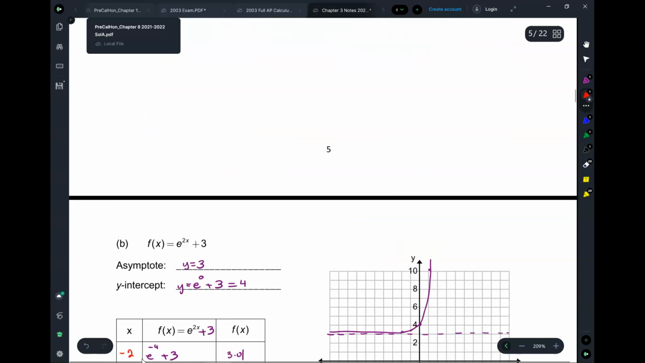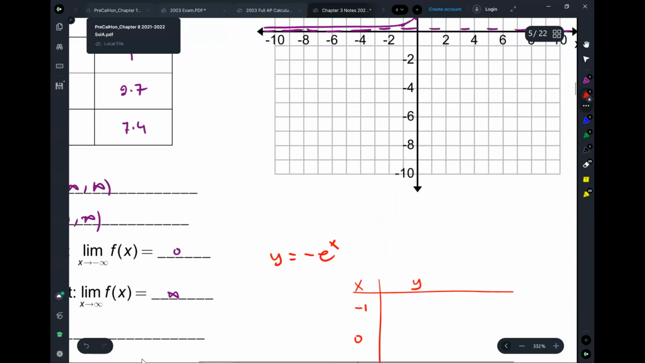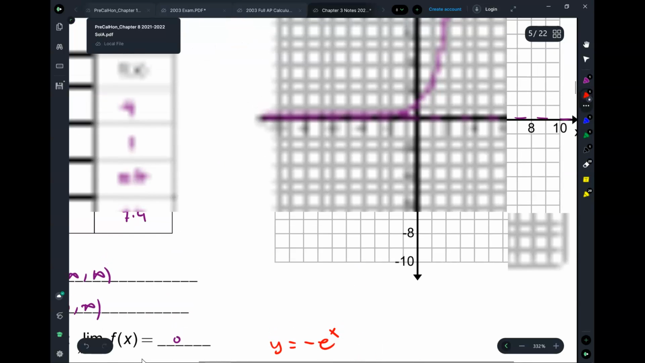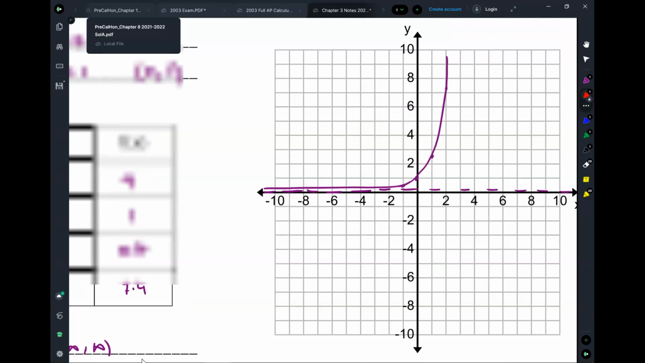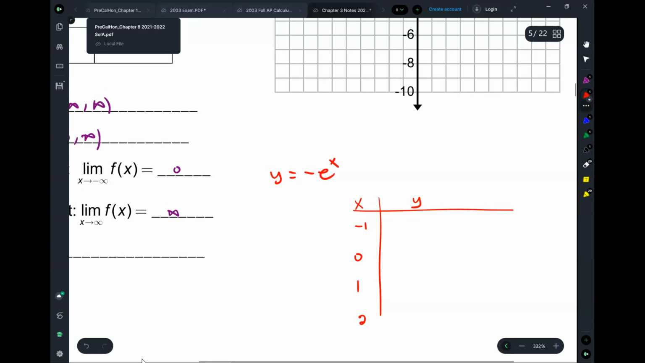I went up to the previous page. So look at the previous, I know I switched things on you. So look at this previous one, right? What if you had negative e to the x? What would happen? So y would be negative e to the negative 1, negative e to the 0, negative e to the 1, negative e to the 2.